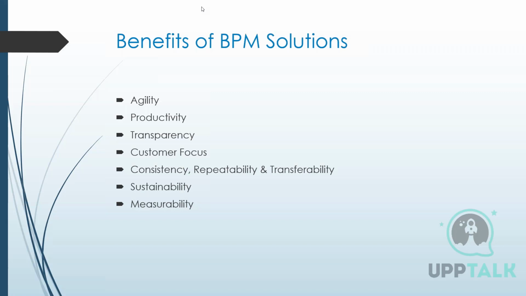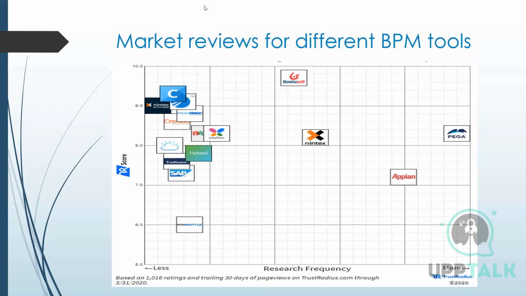Correct. So measurability is also one key factor when it comes to BPM solutions. This applies to any BPM. So we have a lot of other BPM tools other than Pega. So you have TIBCO, Nintex, IBM. So, that's nice.